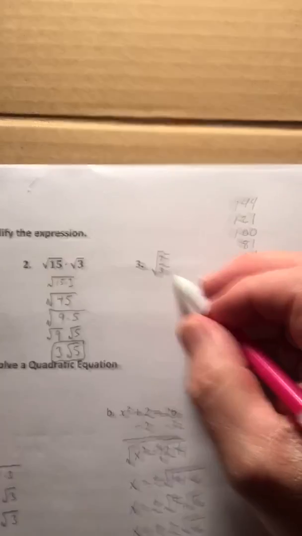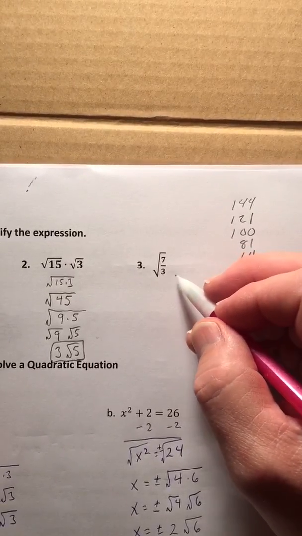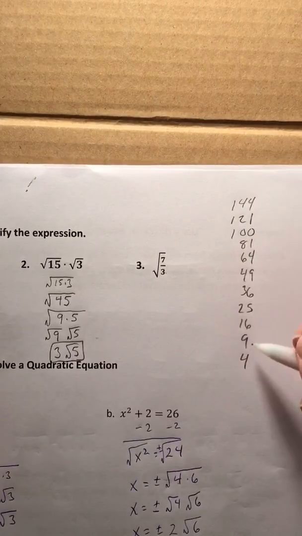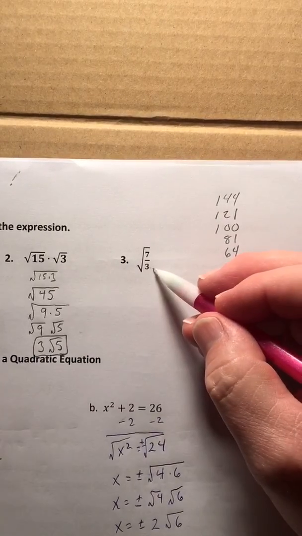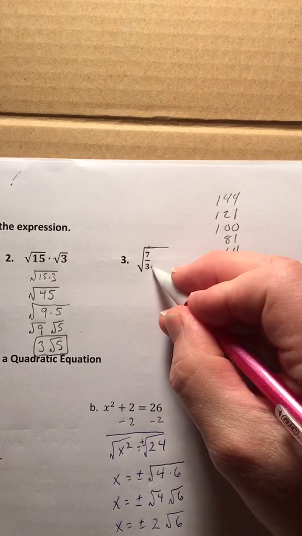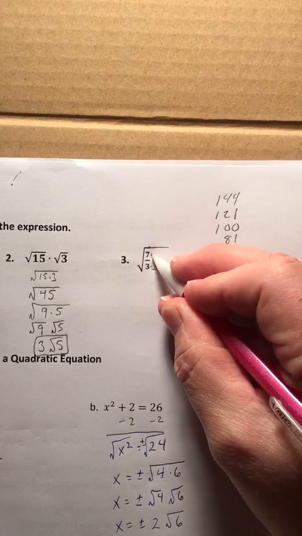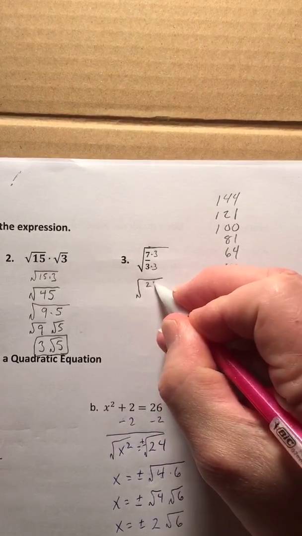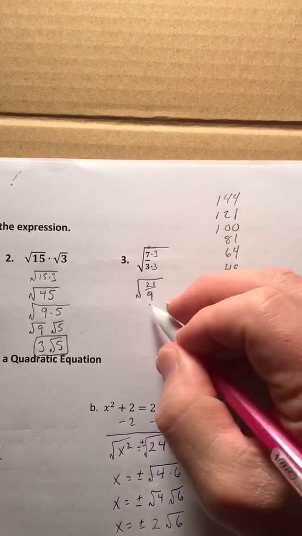All right, then here's that fraction one. Again, with the fractions, all you got to do is look at the bottom number. Is it a perfect square? And the answer is no. 3 is not a perfect square. It's not on our table. All right, so we have to make it into a perfect square. Most of the time, you just multiply it by itself. So if we multiply the bottom by 3, we have to multiply the top by 3. That would give us the square root of 21 over 9. Now it's a perfect square.